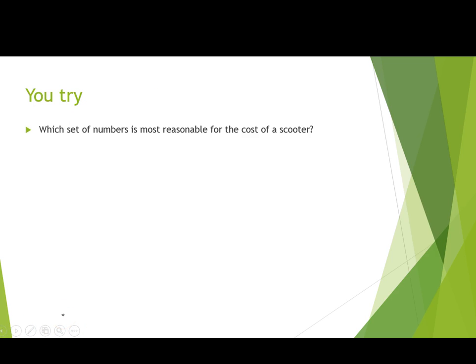Okay, so you try this one. Try to figure out which set of numbers, and we're just talking about a single one, is the most reasonable for the cost of a scooter. Is it A, irrational, B, whole, C, integer, or D, rational? Go ahead and pause that now and think about it, and then unpause when you're ready.